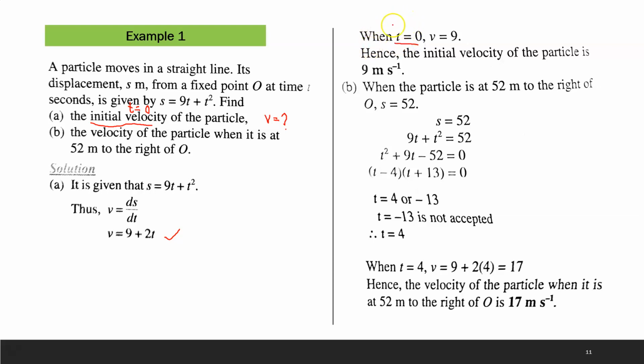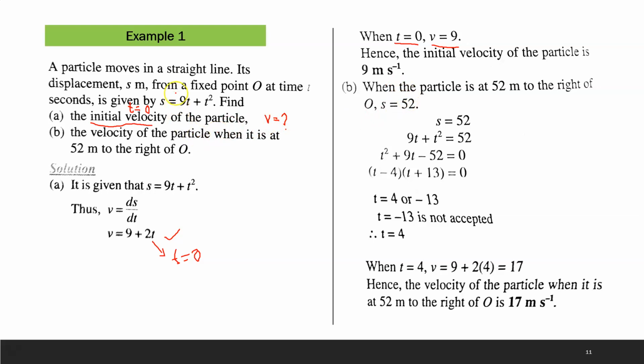So you need to substitute this t equal to 0 into this. So when you substitute, you get your v equal to 9. Yang tinggal cuma 9. So this 9 is actually your initial velocity. So how do you write down your velocity? Your velocity is 9 meter per second. Halaju dia mesti ada per second ni. 9 meter per second.